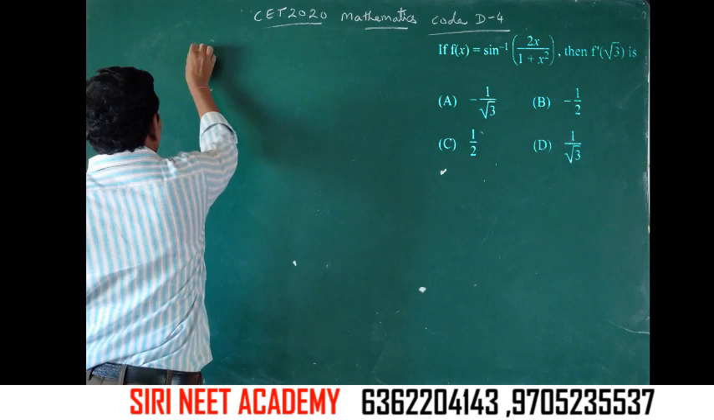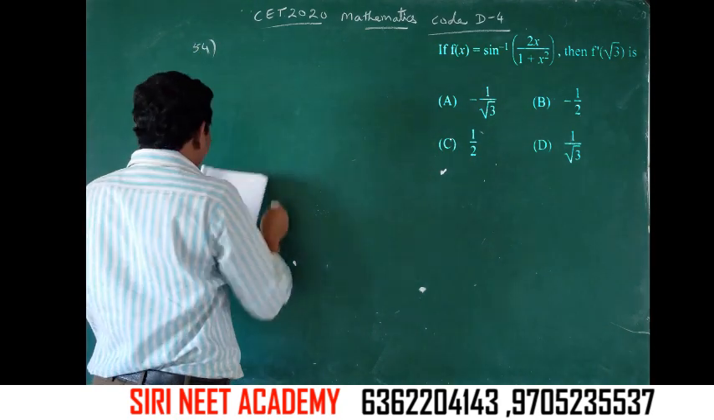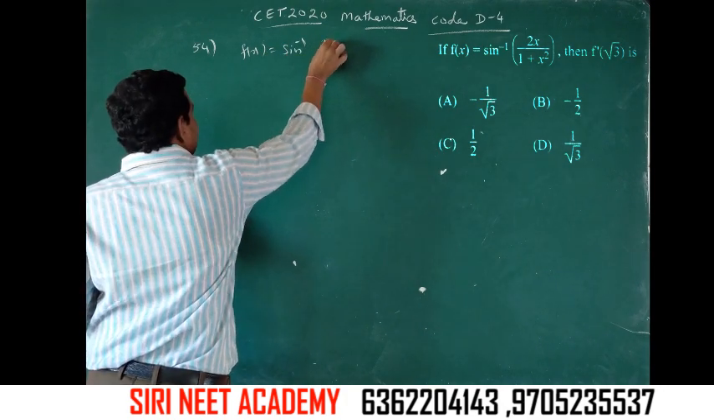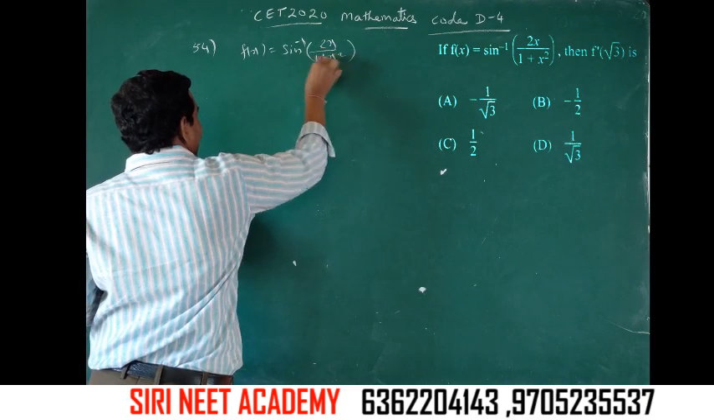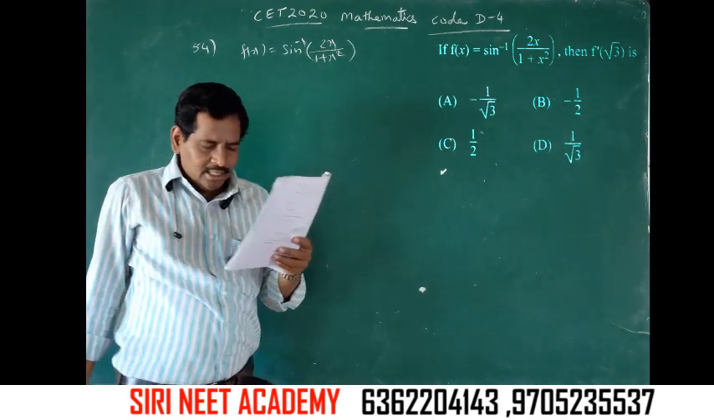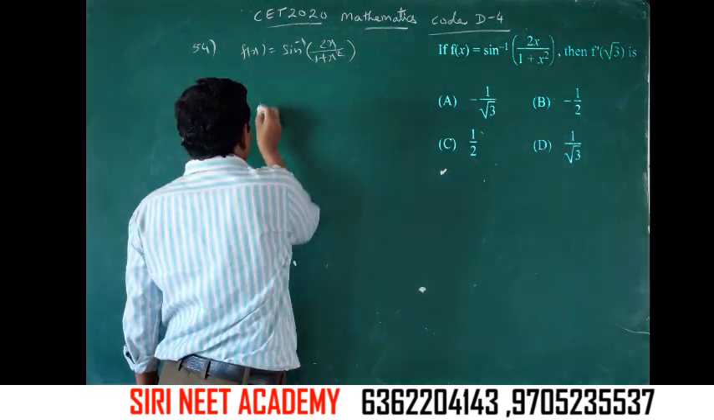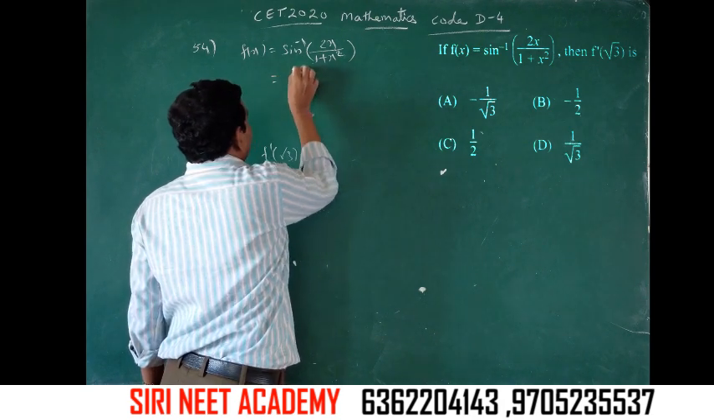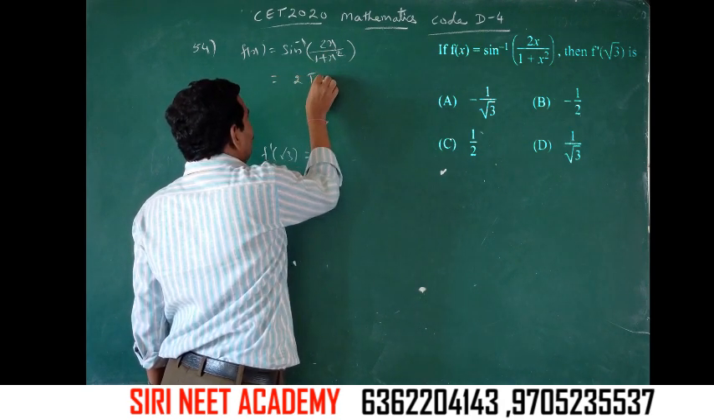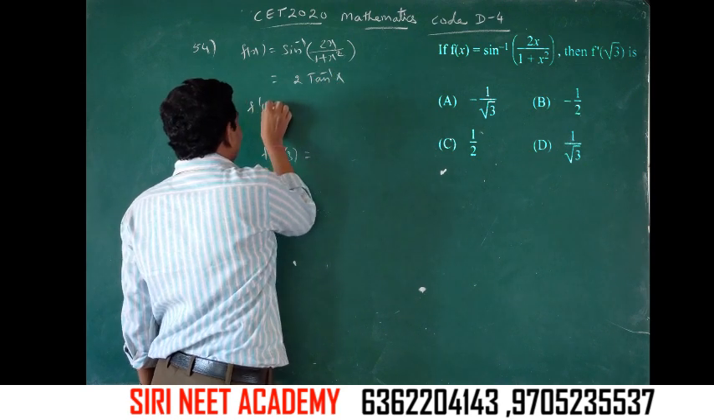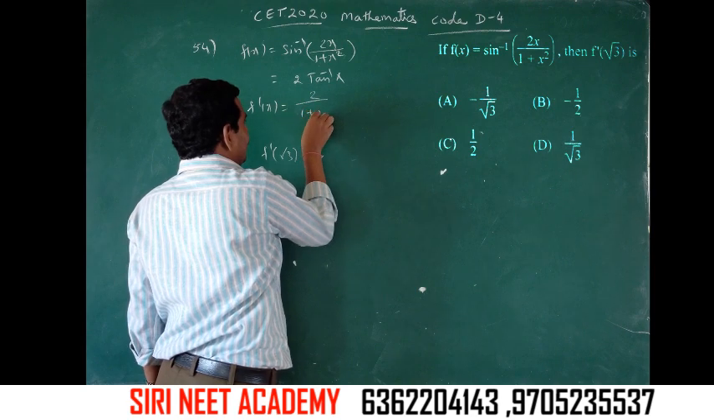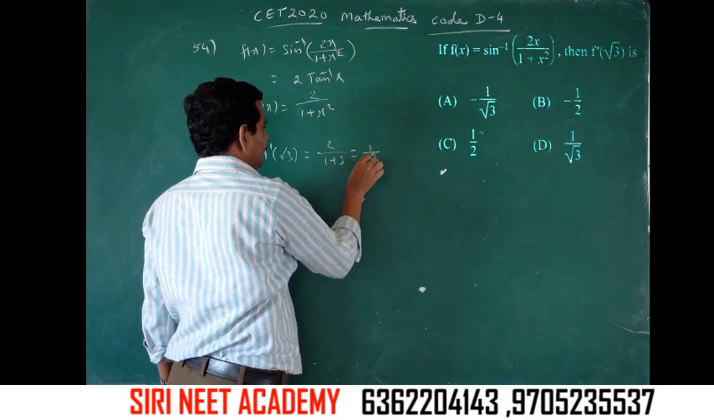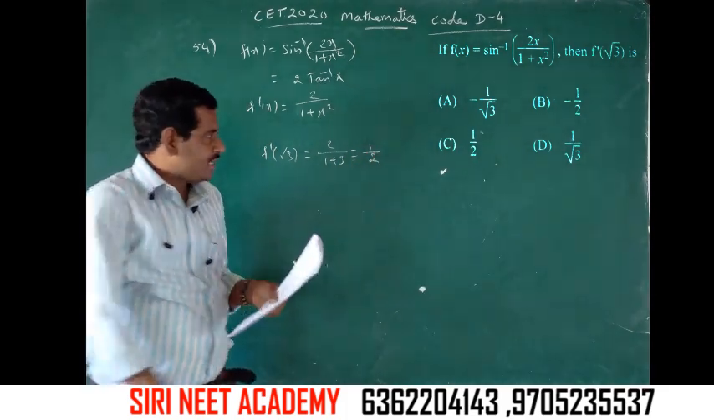54. If f of x is equal to sin inverse of 2x divided by 1 plus x square, then f dash of root 3 is equal to, first of all, its value. This is the formula for 2 tan inverse x. So its derivative for tan inverse x is 1 by 1 plus x square. Put x equal root 3. 2 by 1 plus 3, 2 by 4, 1 by 2. It is given in option C.